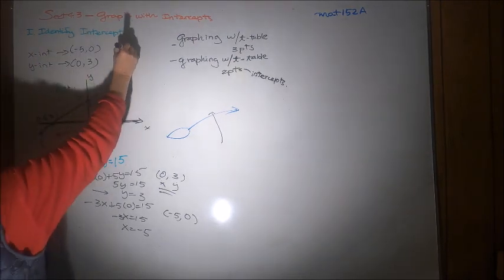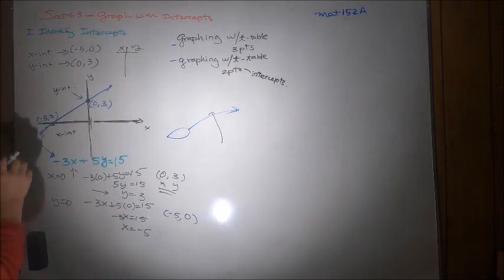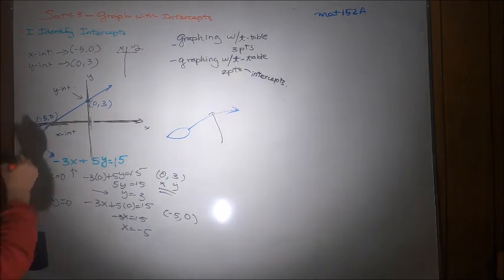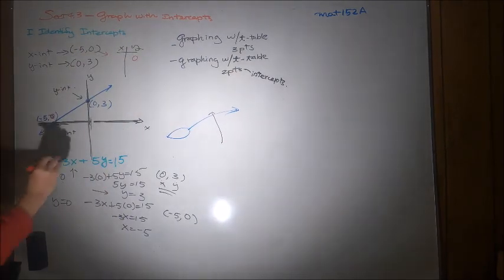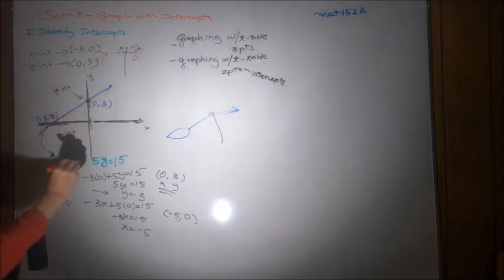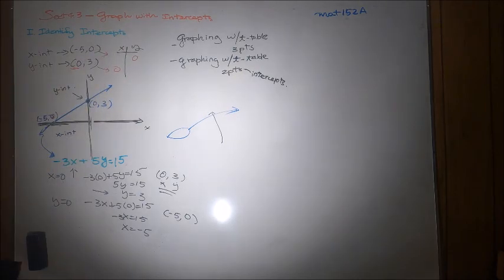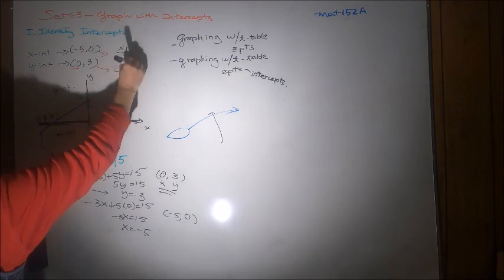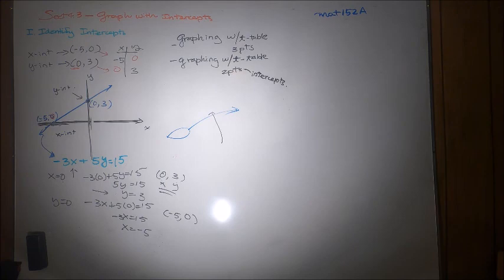If we use a t-table with x and y, for the x-intercept, which one is 0? Y is 0. So for the x-intercept, y is 0. For the y-intercept, which one is 0? X is 0. So it's the opposite. So this one will be negative 5, and this is a 3.